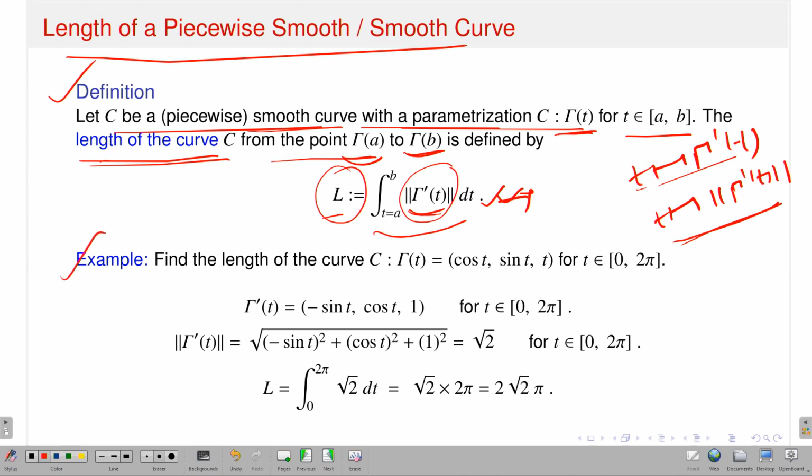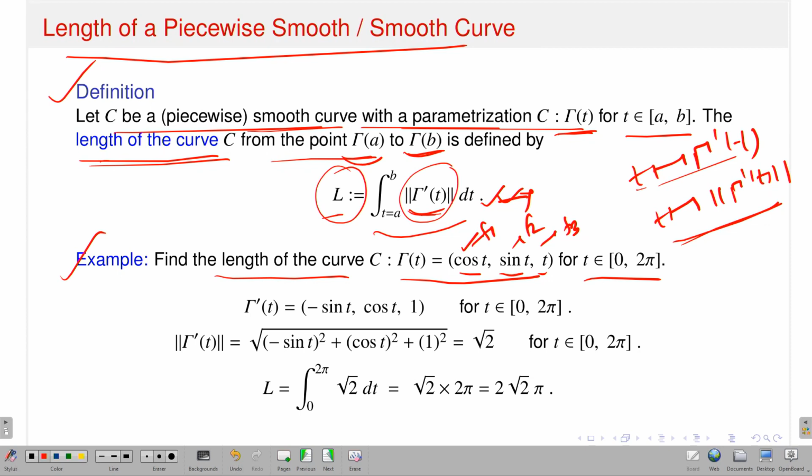So, here is one example. Find the length of the curve whose parameterization is given for t running over the closed interval 0 to 2 pi. This is a curve in R3, because it has 3 components. Suppose this is f1, this is f2 and this is f3. So f1 of t is cosine t, f2 of t is sine t and f3 of t is t. I want to calculate the length of the curve.